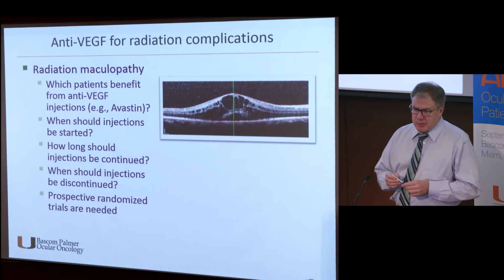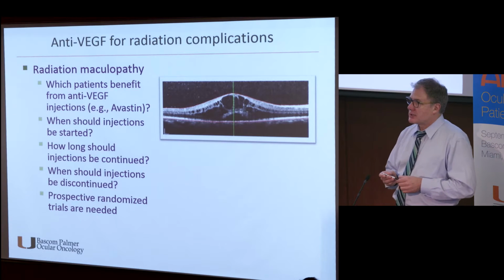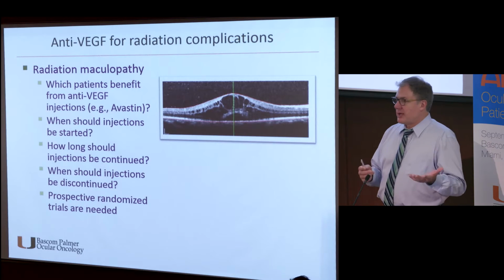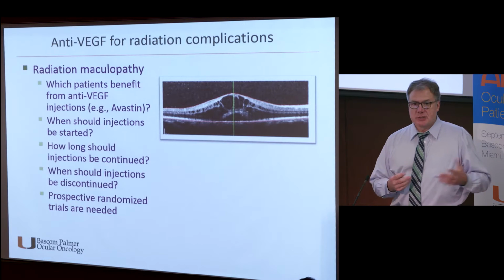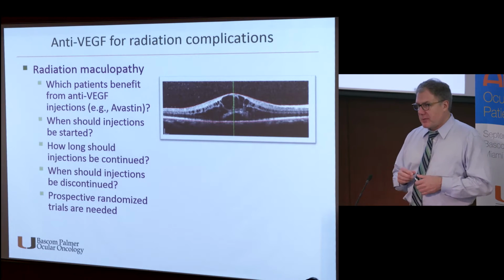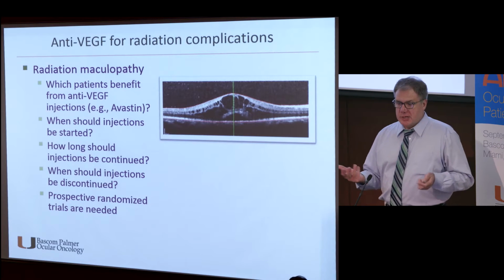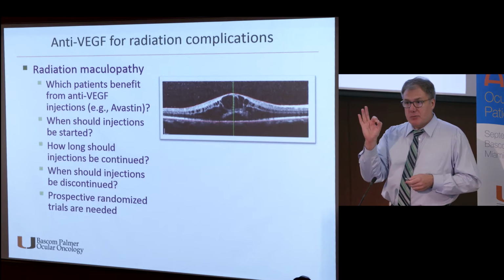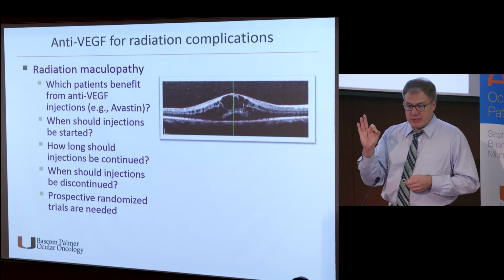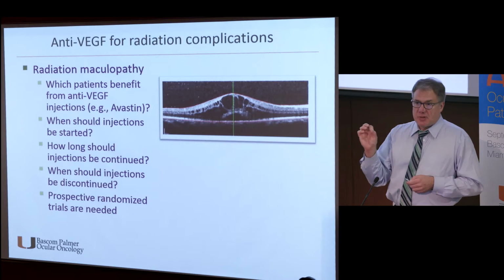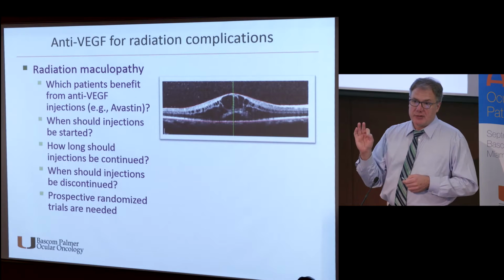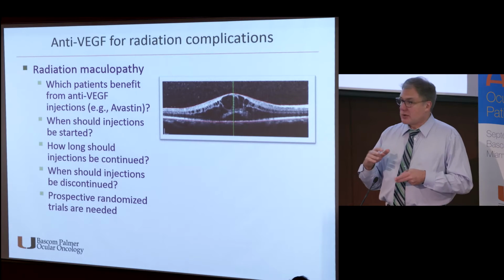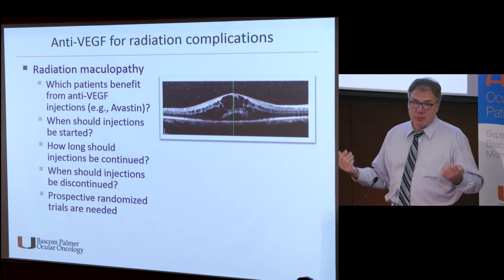A couple of treatment-related issues. There is a lot of talk now about doing injections in the eye to prevent or treat radiation complications. And there's really three main radiation complications that can cause vision loss or even loss of the eye. One is the macula. When the macula becomes damaged by the radiation, we call that radiation maculopathy. The second is where the optic nerve becomes damaged, radiation optic neuropathy. And the third is neovascular glaucoma, where that can cause blindness, pain, and even have to remove the eye.